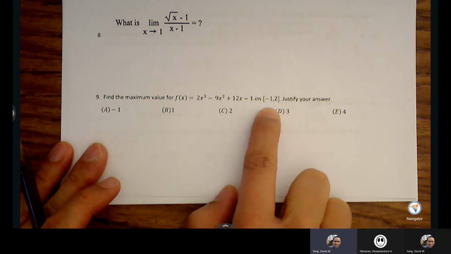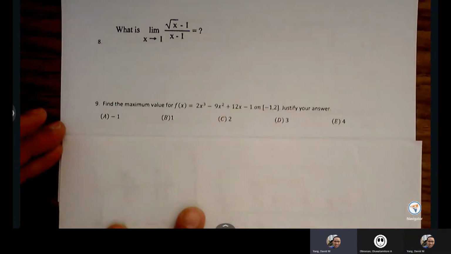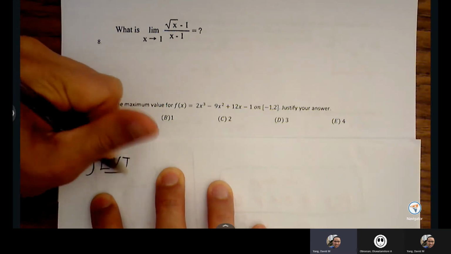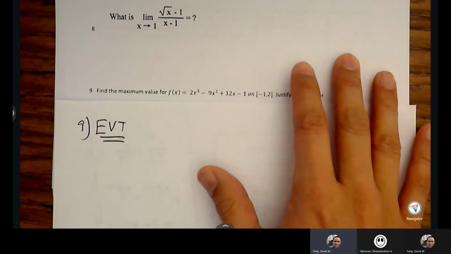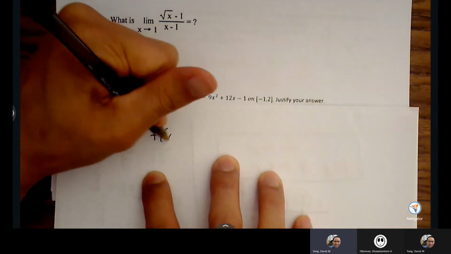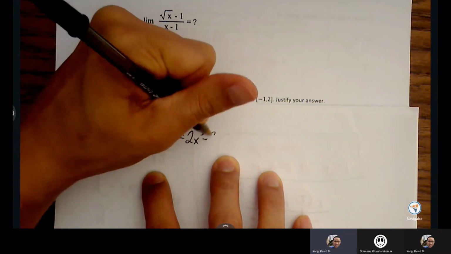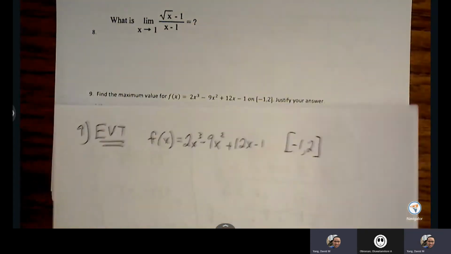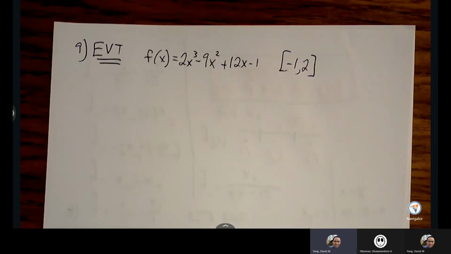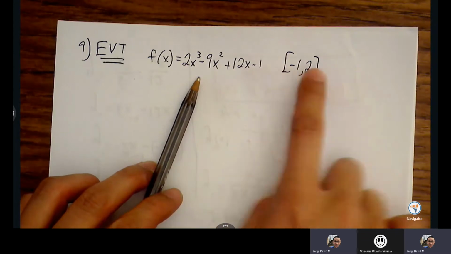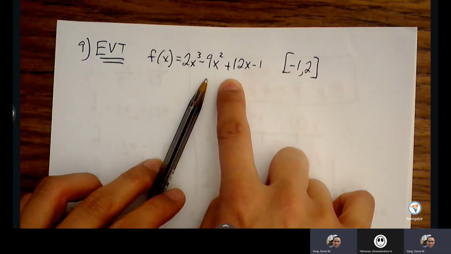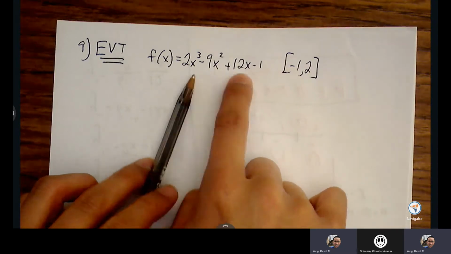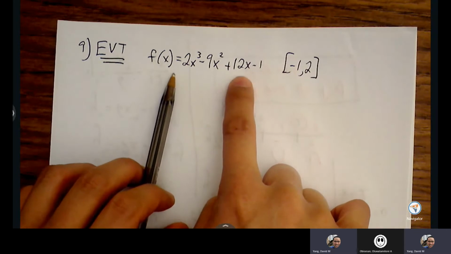Number 9. This is an EVT problem. Find the maximum value. So EVT, we know we've got to test endpoints and critical points, and see which of those has the highest and lowest y values. So we know the endpoints, so we're good there. Just have to look for the critical points, which is coming from f prime.